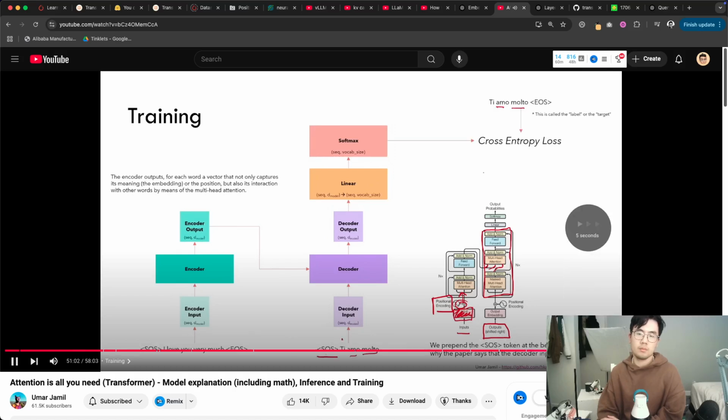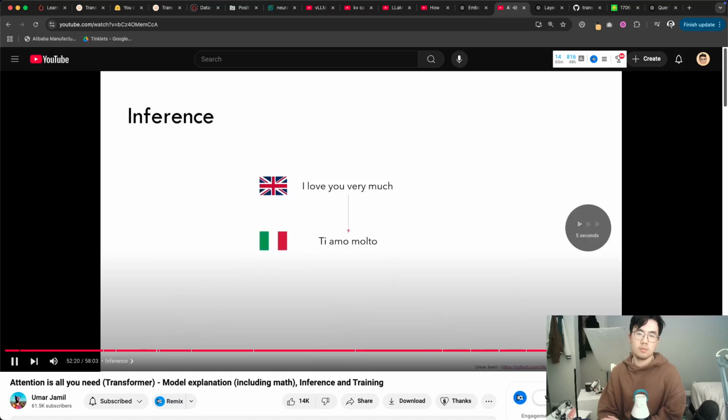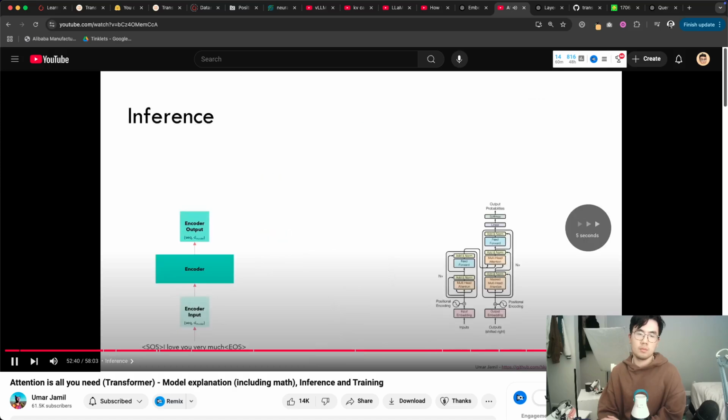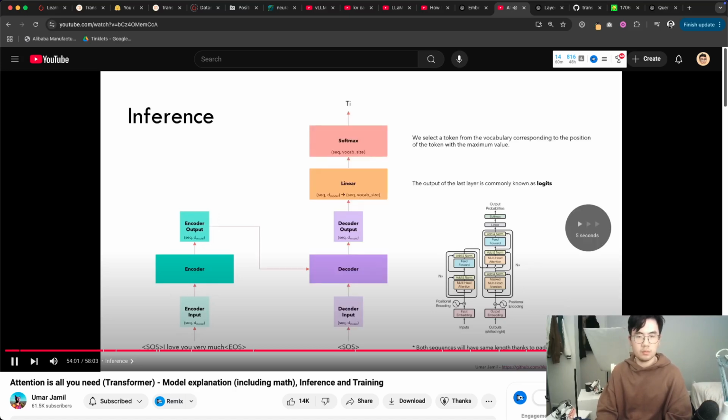With recurrent neural networks, we have n time steps to map n sequences. Let's have a look at how inference works. What we do is, for the decoder, we give it just the start of sentence, and of course we add enough padding tokens to reach our sequence length. We just give the model the start of sentence token.